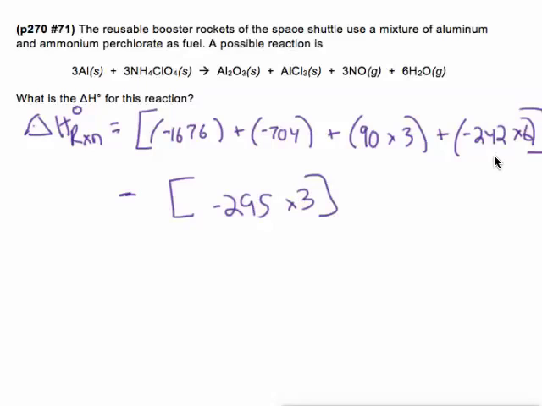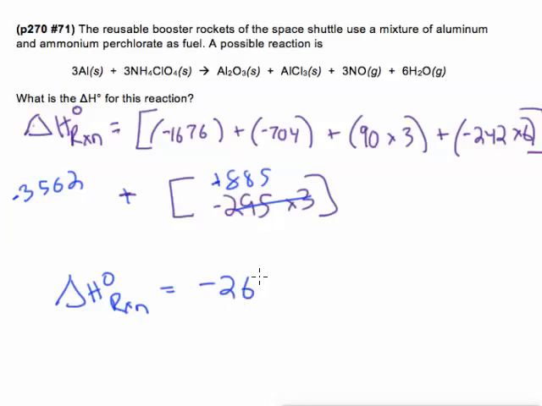We get negative 3,562 minus negative 885. We know 2 negatives become a positive. So our standard change in enthalpy for this reaction is negative 2,677 kilojoules. And hopefully when you read the question, you knew that this was going to be a negative and it was going to be large.